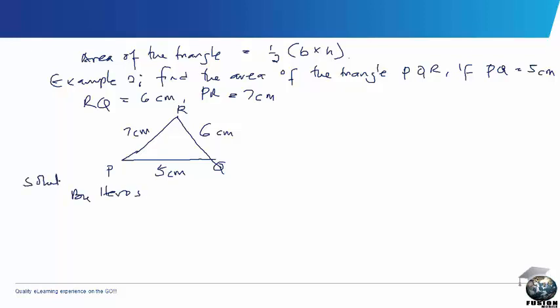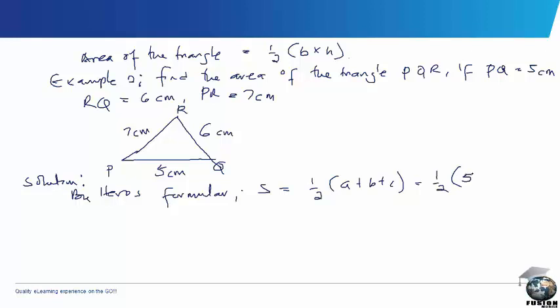Solution by Heron's formula. We first of all determine x, which is equal to half of all the sides, a plus b plus c, which is equal to 1/2 of 5 plus 6 plus 7. You can as well write this a plus b plus c as half of p plus r plus q.